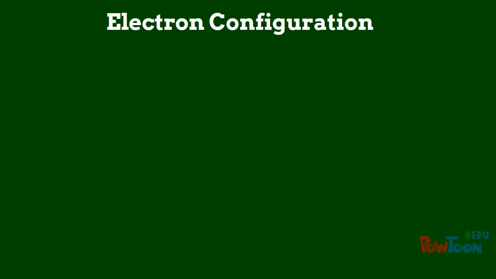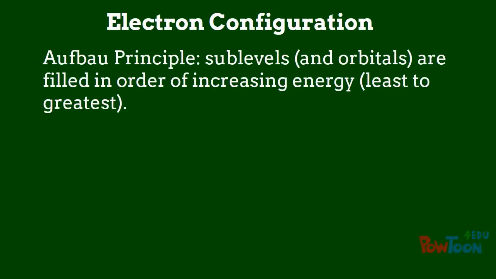To figure out the electron configuration of an atom, or where the electrons are in that atom, we need to use 3 rules. The first rule is the Aufbau principle. According to the Aufbau principle, as an atom gains electrons, the sublevels are filled in order of increasing energy. This means the S level fills first, then P, then D, then F, and so on for each energy level.